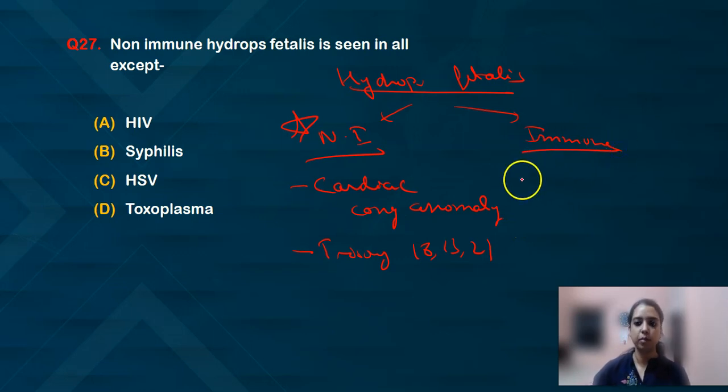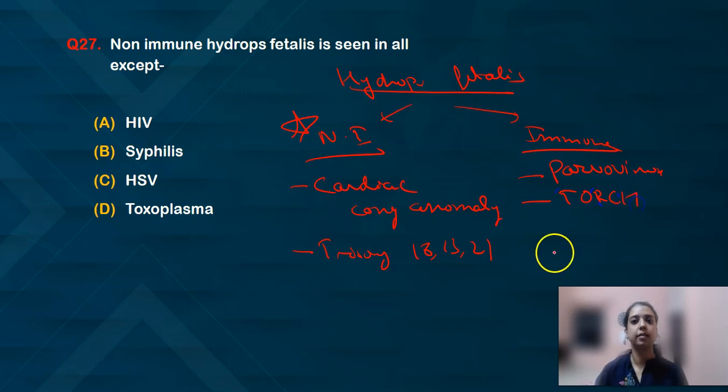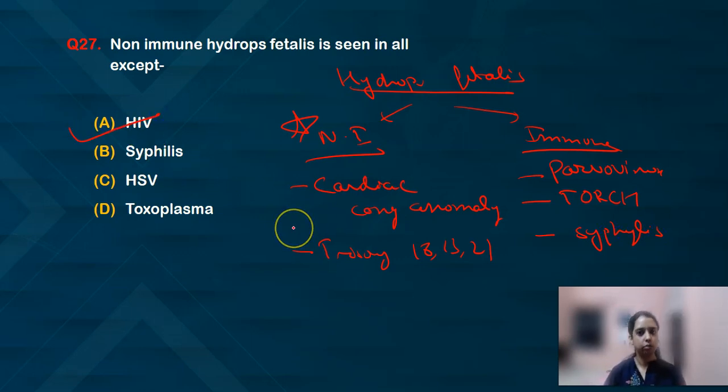If you talk about immune, it is by infections. Basically which infections? Parvovirus infection, TORCH infections: toxoplasma, rubella, cytomegalovirus, herpes, syphilis infection. They all can cause immune hydrops fetalis. HIV does not cause hydrops fetalis, right?